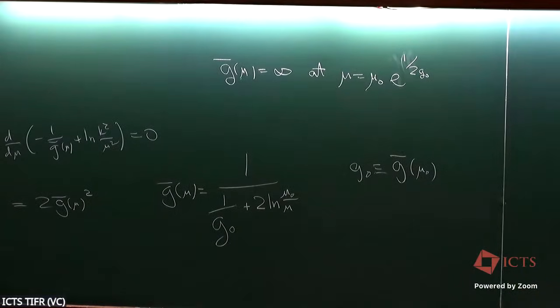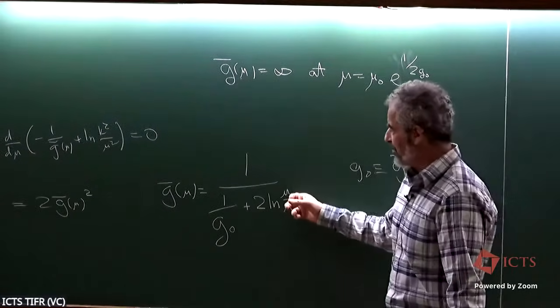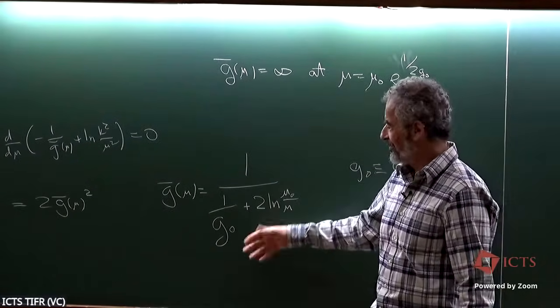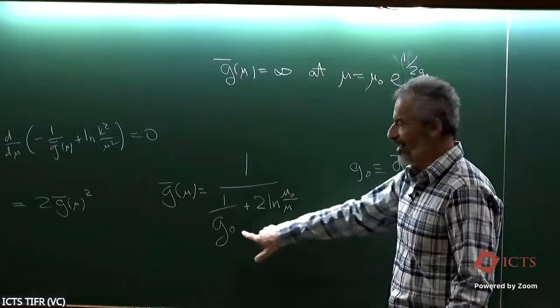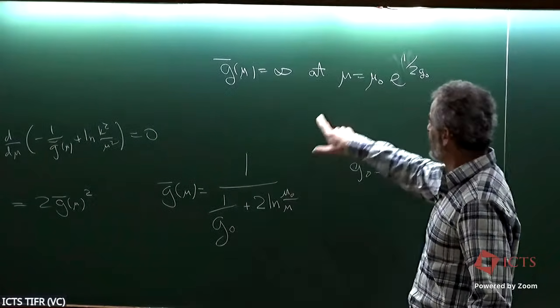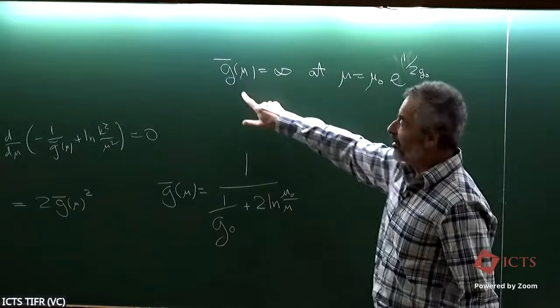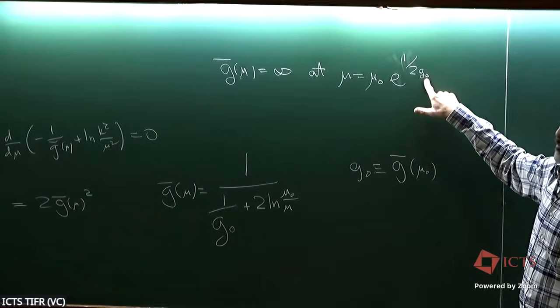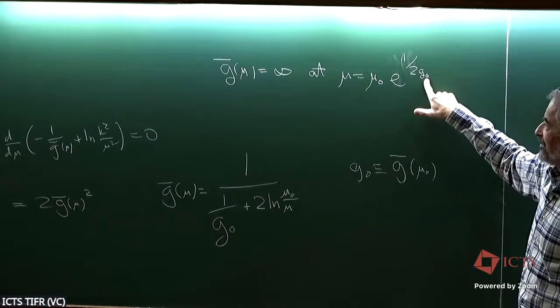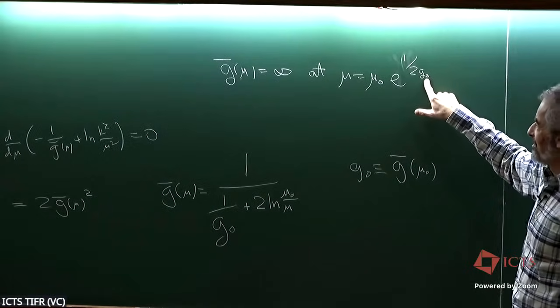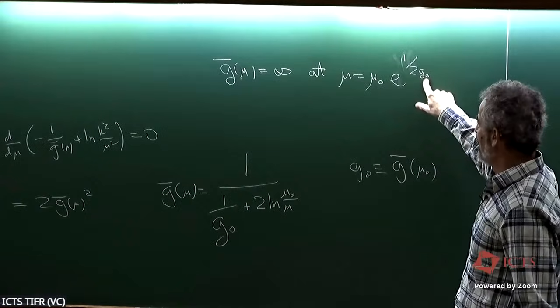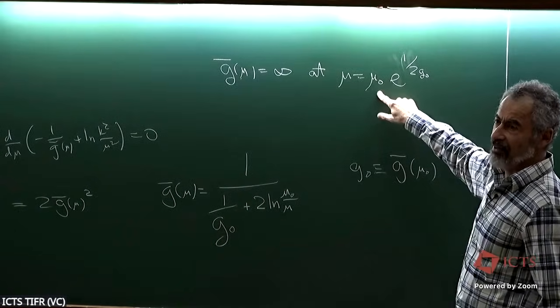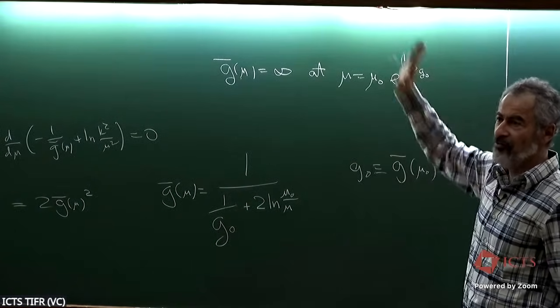Now, if I do some experiment at mu naught, that's my energy scale, and I measure G naught, then G bar is going to blow up at this scale. If G naught is positive and small, then this is a huge scale. It blows up in the UV.